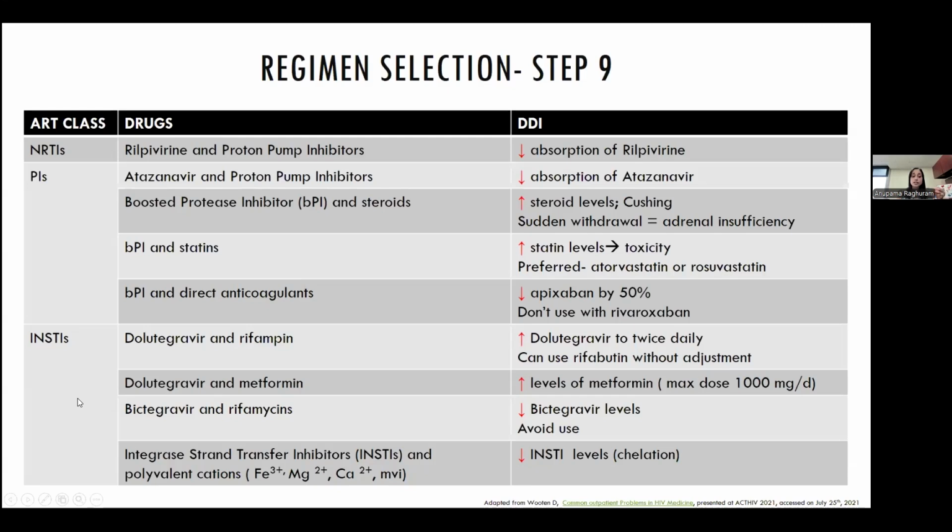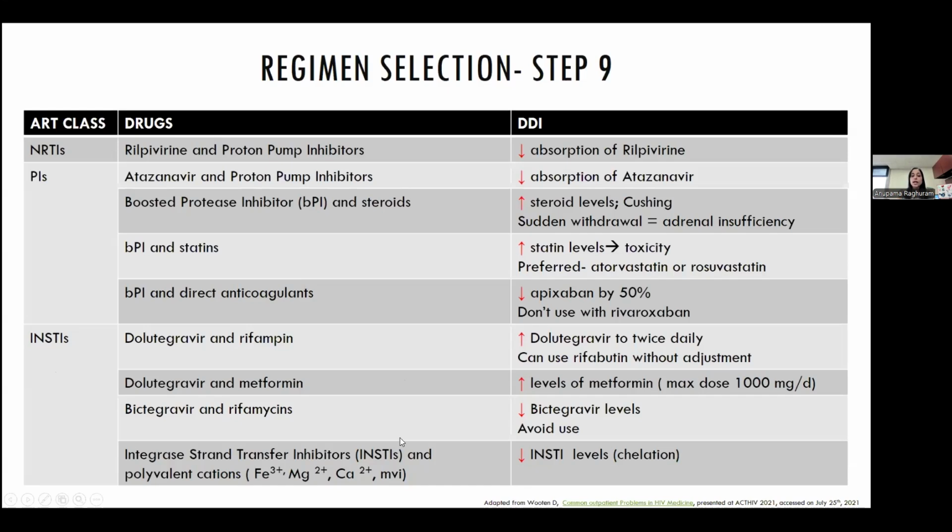And then inside the integrase inhibitor class, I will highlight there's an interaction between metformin, commonly used for treatment of diabetes, and dolutegravir, where you can increase the levels of metformin. Therefore, your max dose should be 1,000 milligrams a day. You have to be very careful. Sometimes your PCPs are not aware of this interaction. So you're always going to be doing a thorough review of your patient's medication list, right?